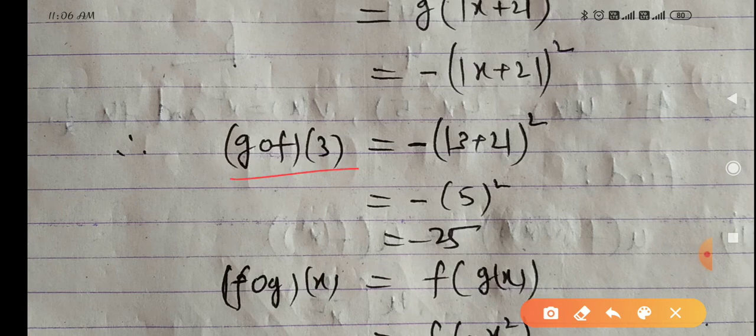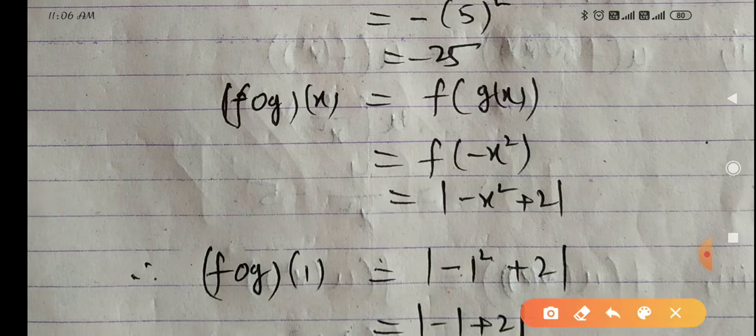gof(3) you have to find. So gof(x) is -(|x| + 2)². So gof(3) will be, in place of x you put 3. So gof(3) equals -(|3| + 2)². So -5², that is -25. Now in the same way we will find fog.